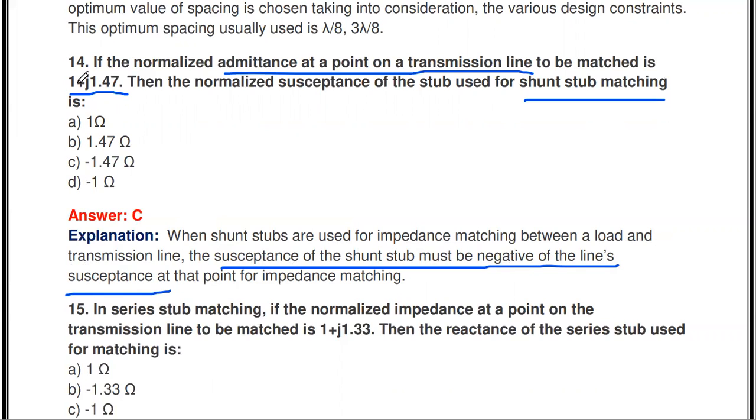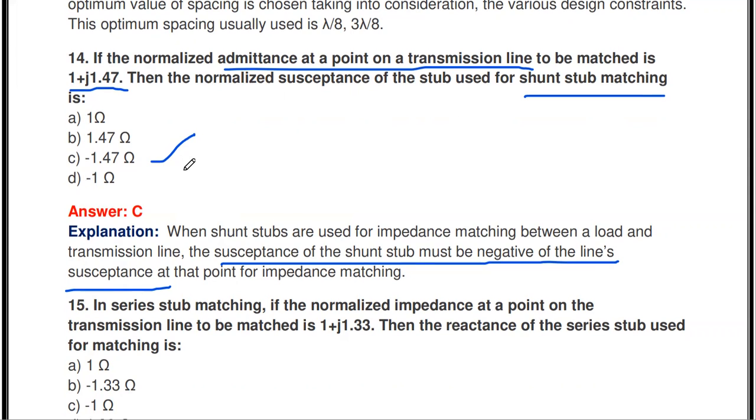So here you see 1 plus j 1.47. The susceptance of the stub is always the negative of the line susceptance. Here the line susceptance is 1.47, so the susceptance of the shunt stub matching is minus 1.47. In this 1 plus j part, the imaginary part is called the susceptance. So for the susceptance value, you have to take the negative value. So minus 1.47 is the answer.